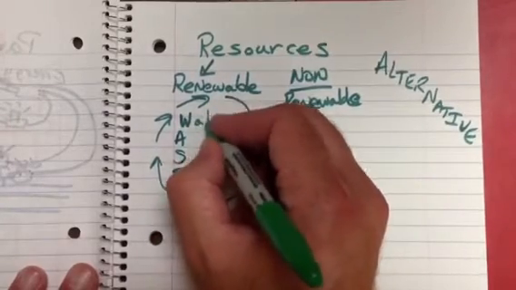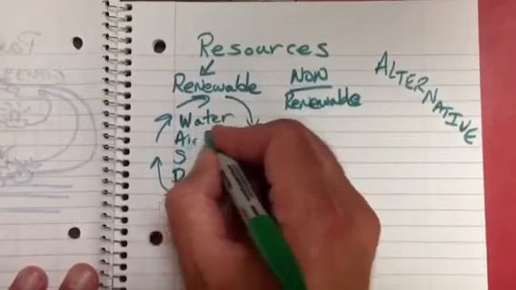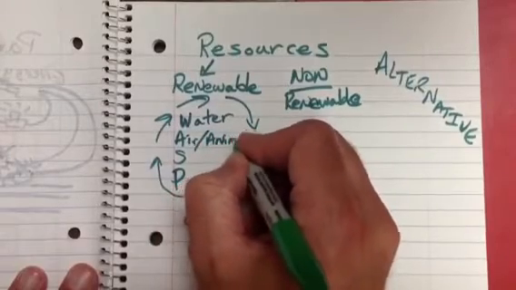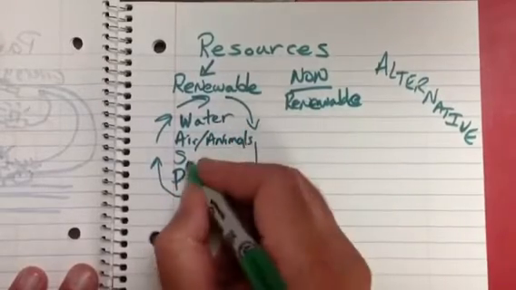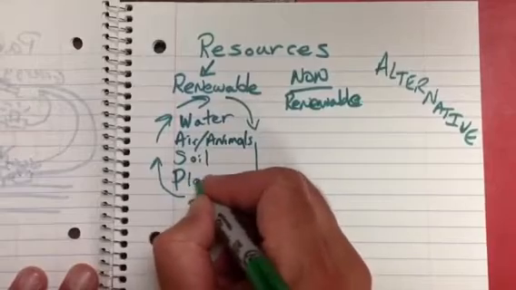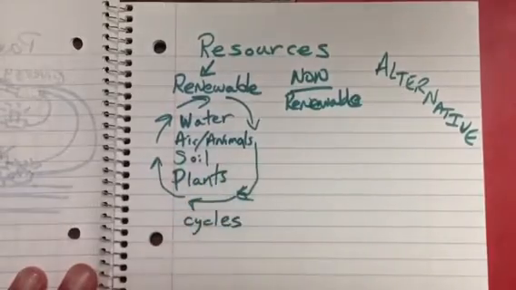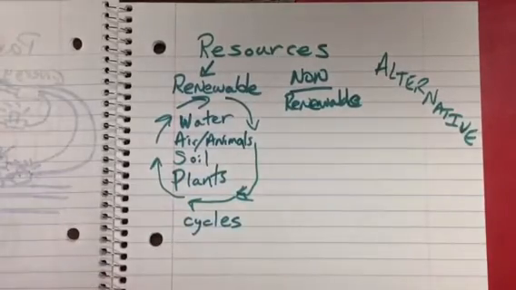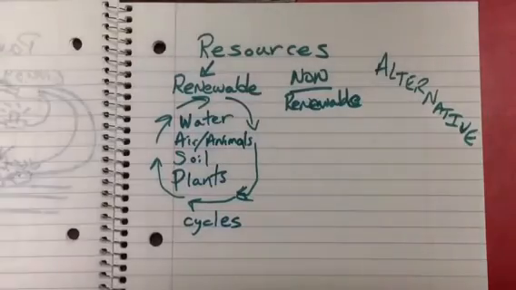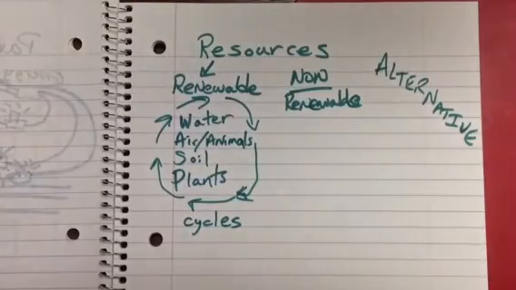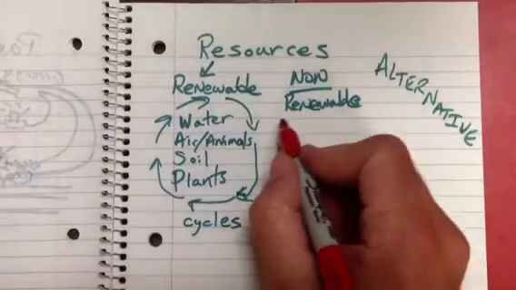W-A-S-P: water, air, animals, soil, plants. These are all of our cyclable things. The non-renewables are really different.